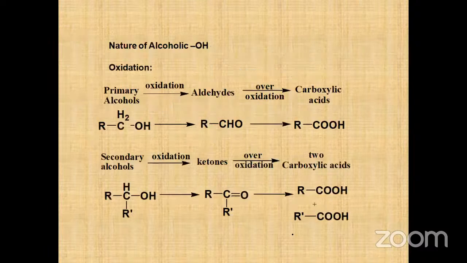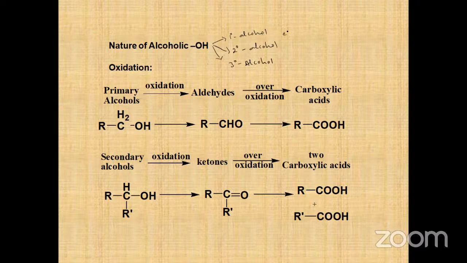Now, coming to the nature of alcoholic OH. Suppose the OH is alcoholic OH. The alcoholic OH may exist in three forms: the first is primary alcohol, that is, aliphatic alcohol; then secondary alcohol; and tertiary alcohol.